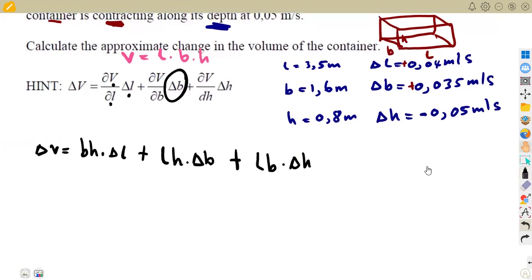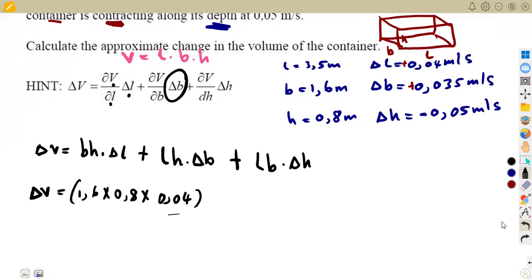From this part, we are going to substitute every piece of information into the formula. So the change in volume is going to be the breadth times the height. Our breadth is 1,6. So that's 1,6 times the height, which is 0,8, times the change in length. Don't forget that the change in length is 0,04. And it's a positive. Remember, it was expanding. So it's a positive 0,04, like that.